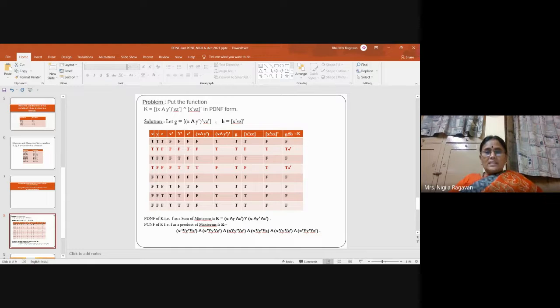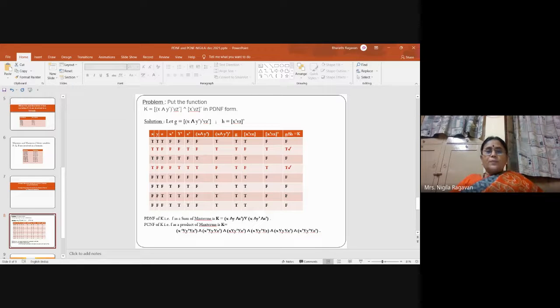If nowhere it is T, if it is a contradiction, all the truth values in the last column take the value F. There is no PDNF. There is no PDNF for a contradiction. What is a contradiction? All the entries in the last column get F. That means for no possible values of X, Y, Z, K gets the value T. Everywhere it is F. If everywhere it is F, it is called a contradiction. If everywhere it is T, it is called a tautology.